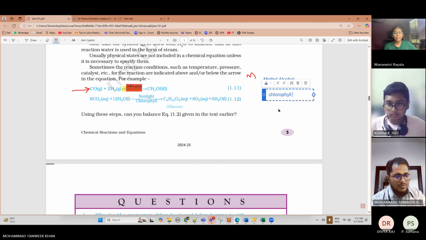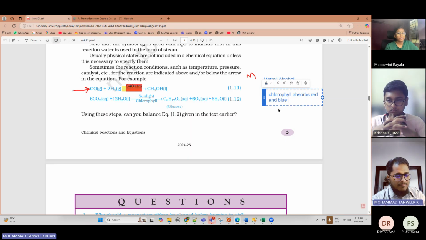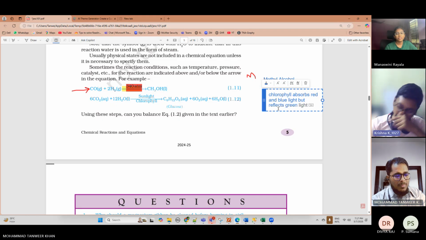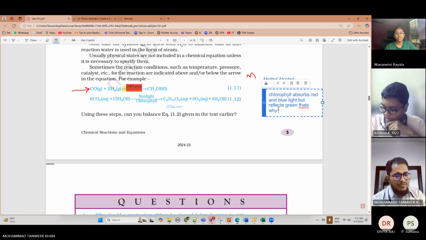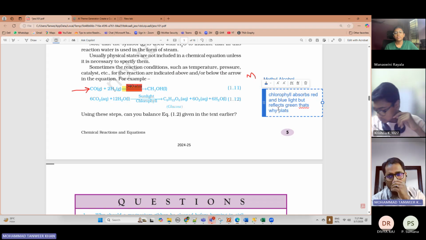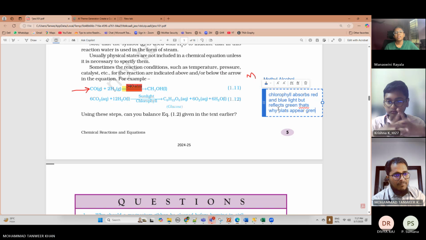Chlorophyll absorbs red and blue light, but reflects green light. That's why plants appear green in color.